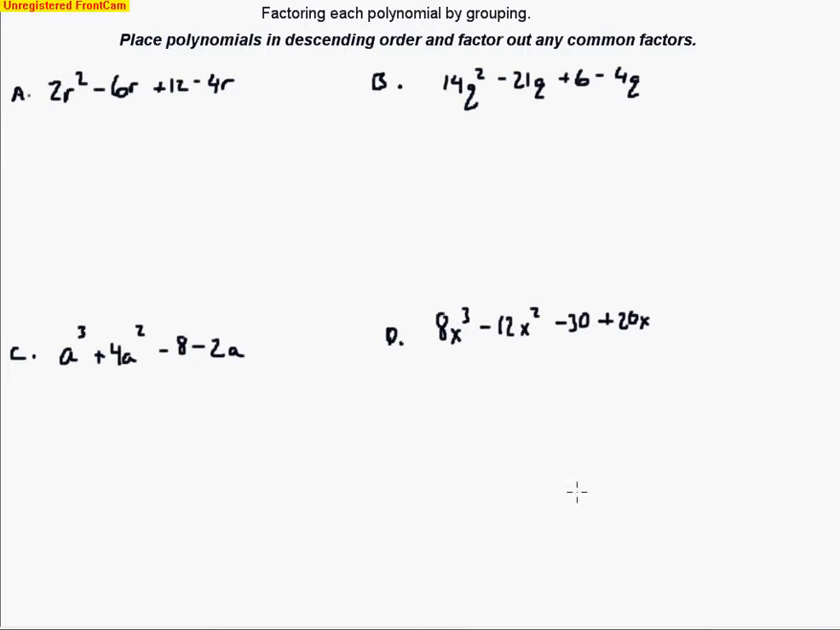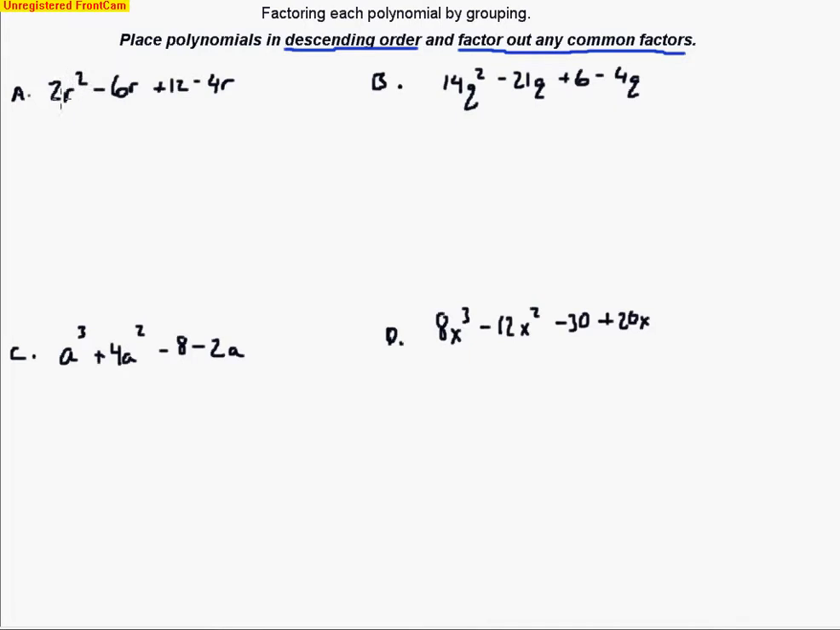In this part of the lesson, we are going to be factoring by grouping again. However, we're going to use that rule that I had mentioned in part 1, always looking to see if we have descending order, and if we have any factors that are in common, we want to factor those out. So that's the first thing we need to look for.